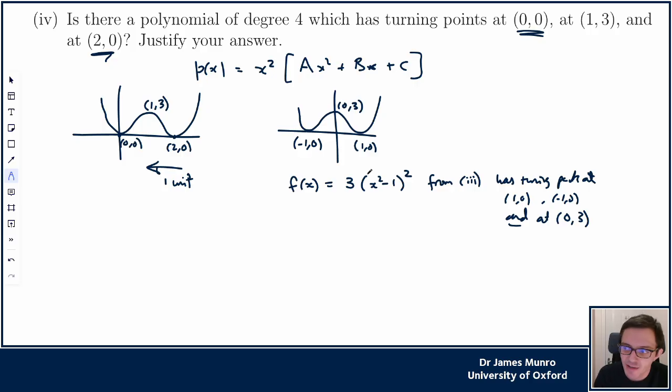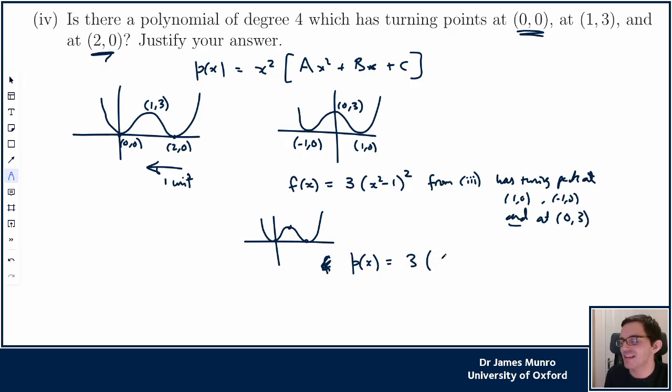So now I want to take this curve and translate it 1 unit to the right to get exactly the curve I'm looking for that has turning points at 0, 0, 1, 3 and 2, 0. The way you translate to the right is you write down the final answer. I need to write down x minus 1, or is it plus 1? It's either minus or plus, isn't it? When x is 1, that's what I want, I think. Okay, final answer. 3 times x minus 1 squared, take away 1.